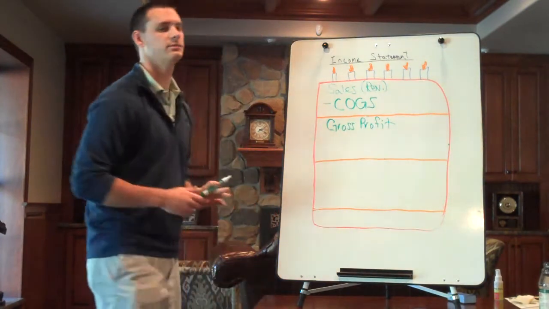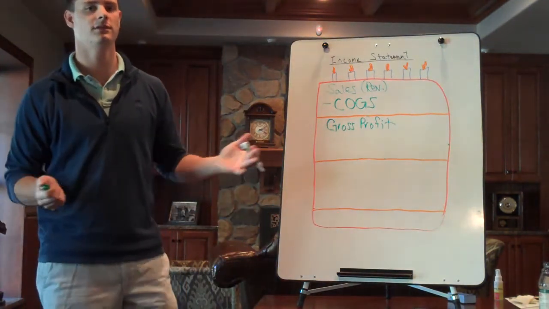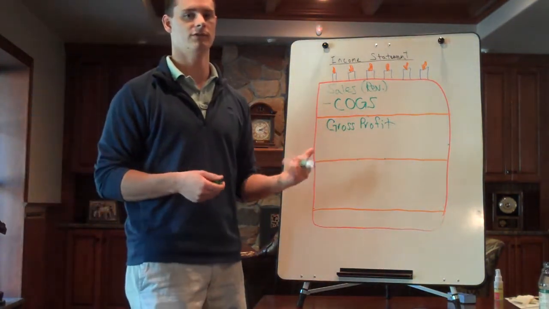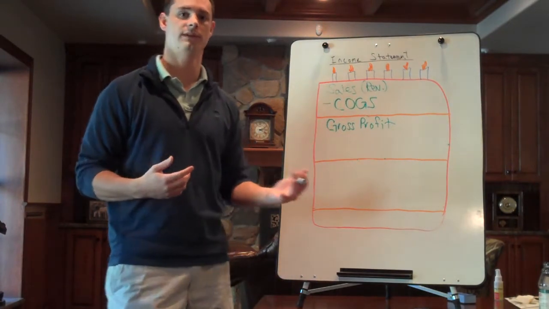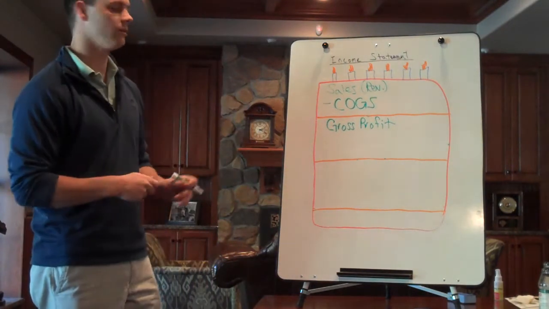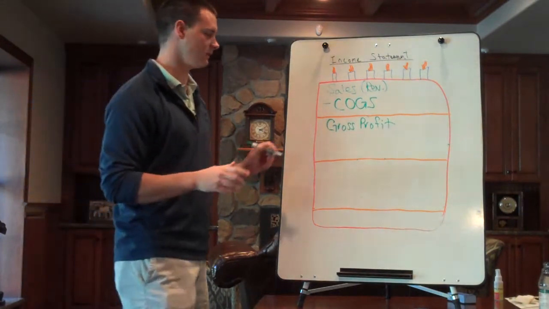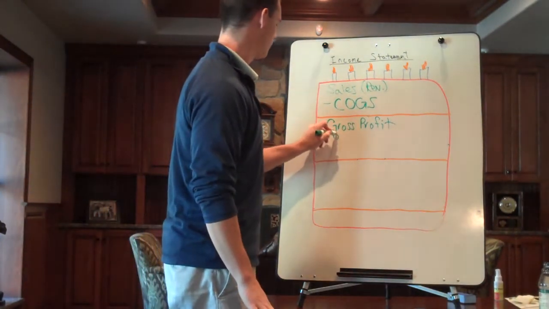Okay. Now from gross profit, we want to think, well, we have other expenses too, not just what it costs us to make a shoe. There's such expenses as, you know, your selling and administrative fees and stuff like that. So we're going to categorize those as just other operating expenses.